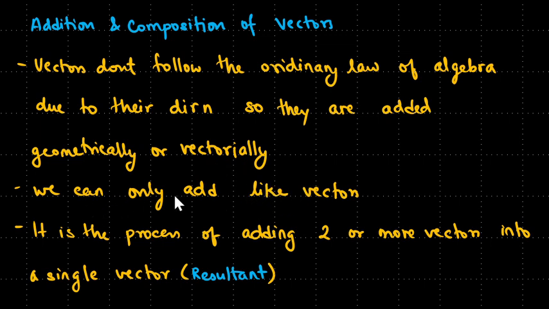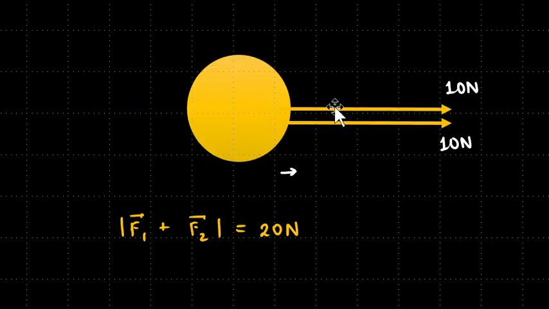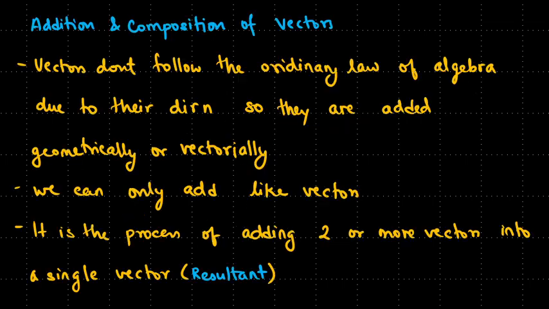Also, at this point, we can only add like vectors. Like vectors are the vectors which are parallel and pointing in the same direction, which means even if this was not 10 newtons but some other force, it will still be okay. So finally, let's talk about what we are going to discuss: the addition and composition of vectors. Of course, we are going to discuss more on this. So let's talk about that.